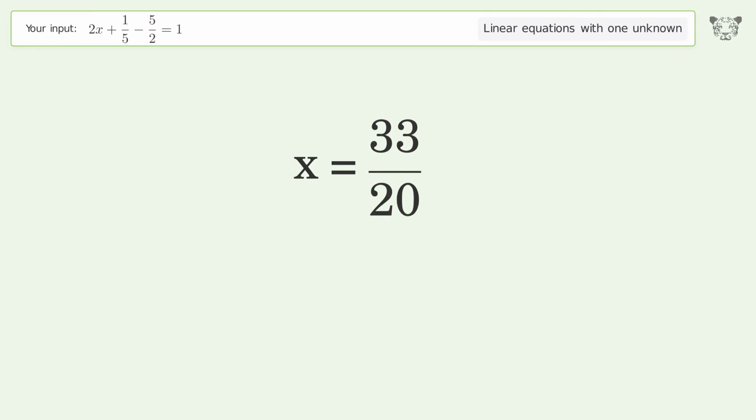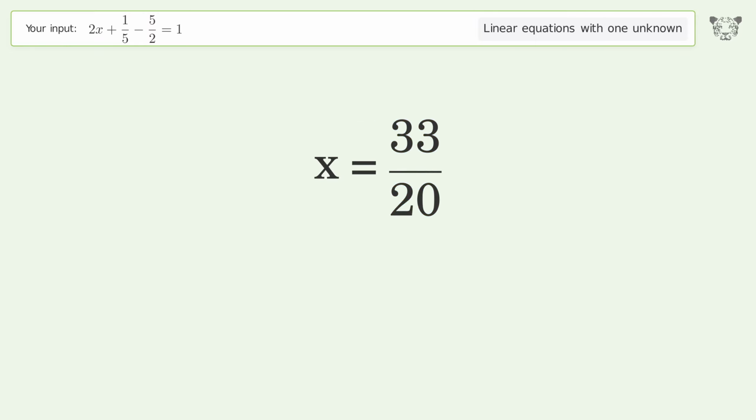And so the final result is x equals 33/20.